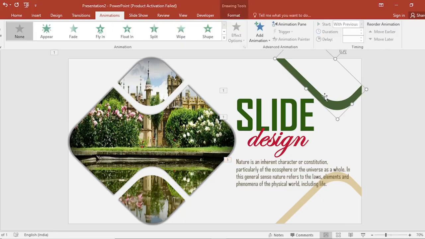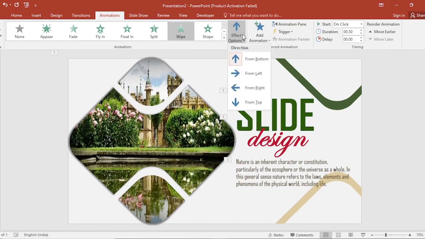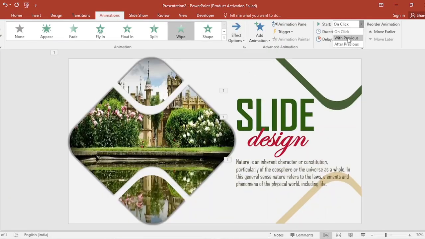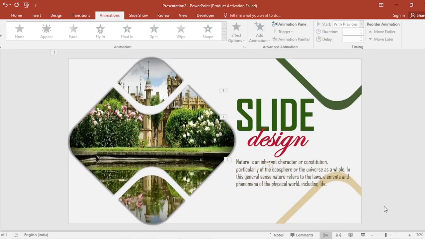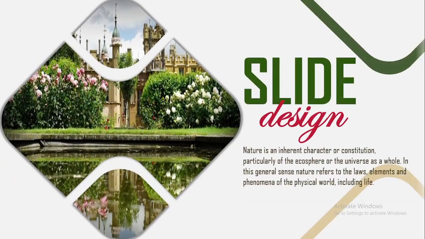Select this. Apply Wipe Animation. Go to Effect option. Select from left. Select Start with Previous. Also increase the duration size and delay size. Click on Animation Painter and apply on this shape. Now click on Slideshow. So our slide looks very beautiful.